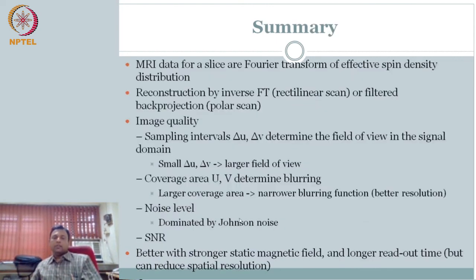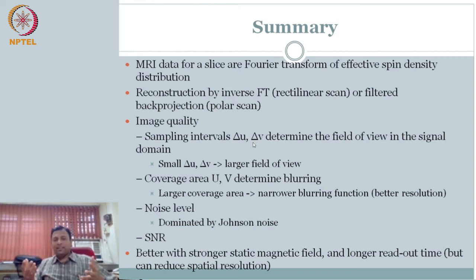Okay, to summarize MRI data of a slice: what we saw is nothing but the Fourier transform of the effective spin density. That is what is distributed, and that is what you are capturing. So you can reconstruct the image by doing an inverse Fourier transform, depending on whether it is a rectilinear scan or a polar scan. We also saw the image quality in terms of resolution. We talked about sampling intervals, delta U and delta V, in the frequency domain. We saw this as very confusing, but if you understand it, it is very straightforward and intuitive.